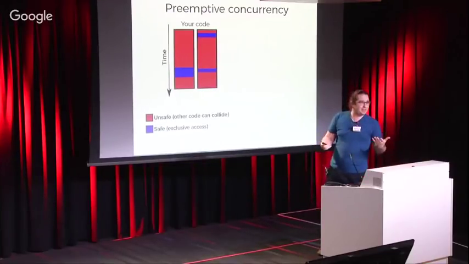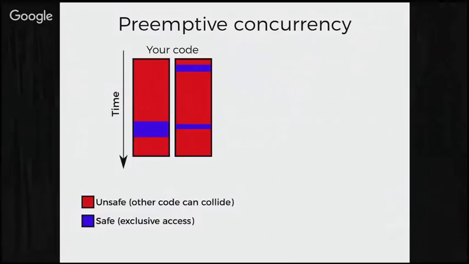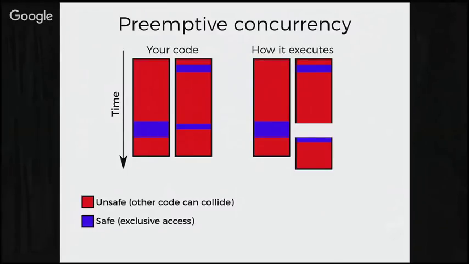So in preemptive concurrency approaches, by default, you're in this unsafe world where other stuff can happen. Then you have to go through and mark the places in your code where you say, OK, here's something sensitive and complicated going on. Please make sure no one else stomps on me here. The scheduler makes sure these two places marked in blue don't overlap with each other, but otherwise, things can happen willy-nilly.